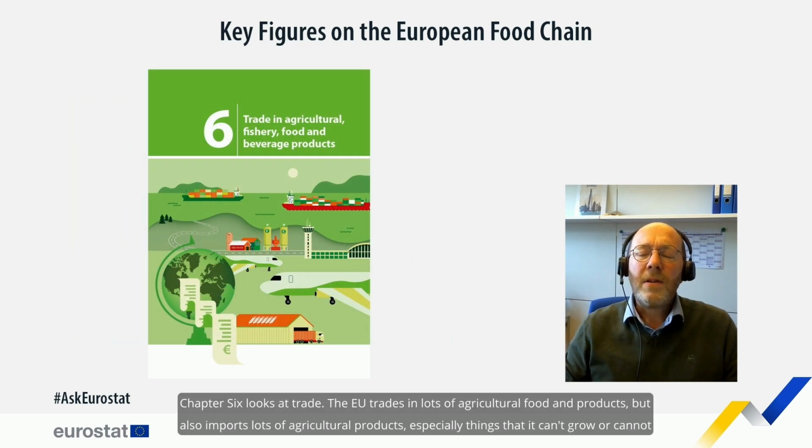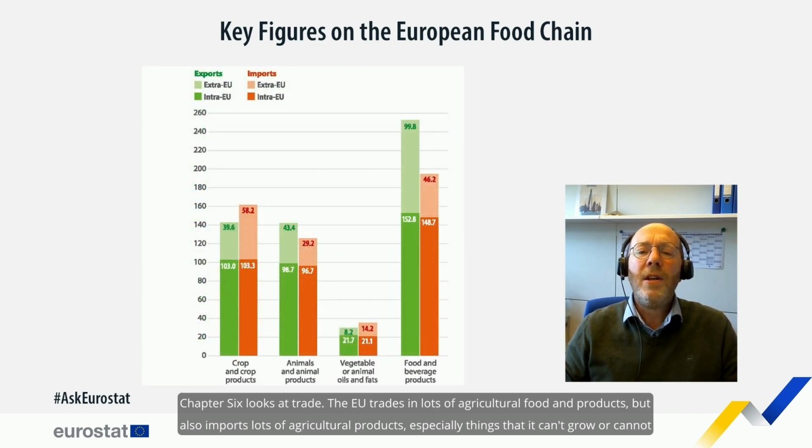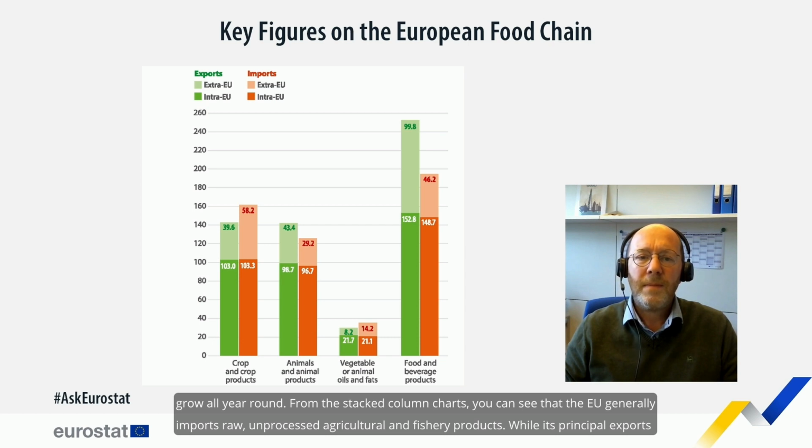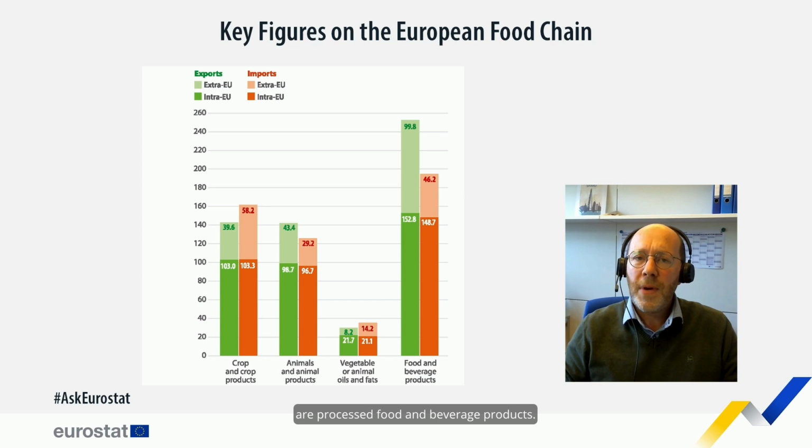Chapter 6 looks at trade. The EU trades in lots of agricultural food and products, but also imports lots of agricultural products, especially things that it can't grow or cannot grow all year round. From the stacked column charts, you can see that the EU generally imports raw, unprocessed agricultural and fishery products, while its principal exports are processed food and beverage products.